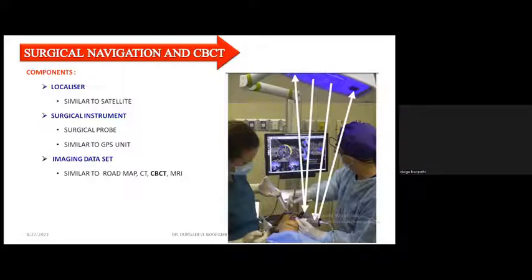Already the location map will be there in the software. That could be CT, CBCT, and MRI. It could be anything. For neurosurgeries, they use MRI and CT. Even fusion images are used nowadays.